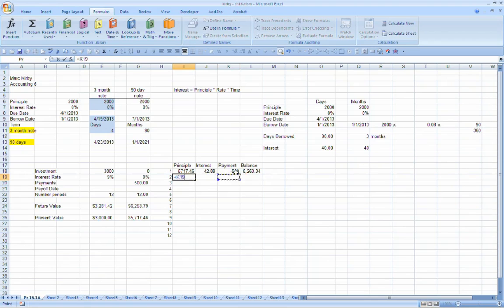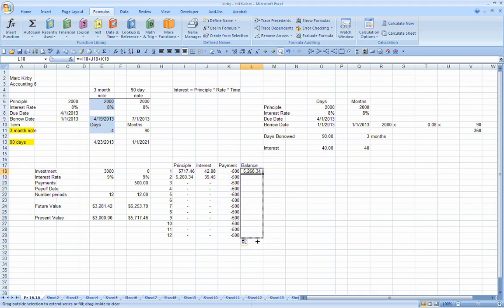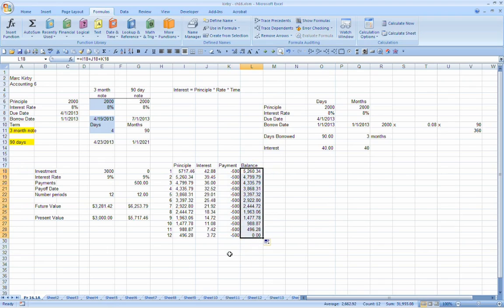So my new principal at the beginning of month 2 is the ending balance from the month before, and I can copy that down, and my interest would be the same thing. It would be the principal times the interest rate times time, so I can copy this formula down. My payment every month would be the same. And my balance would be the math of calculating it across.